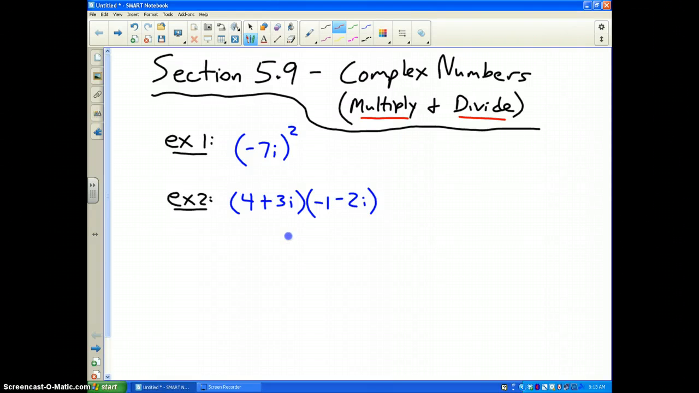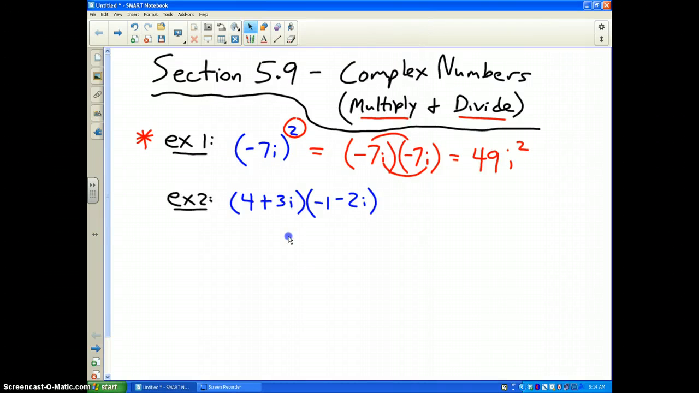First of all, example number 1, I have negative 7i to the second power. Well, if you're going to do this and do some multiplication, very simply, the second power means you multiply it times itself twice. Well, very simply, I have negative 7i times negative 7i. We all know negative 7 times negative 7 is 49. And then the i times i works just like any variable. You add the powers, that becomes i squared.